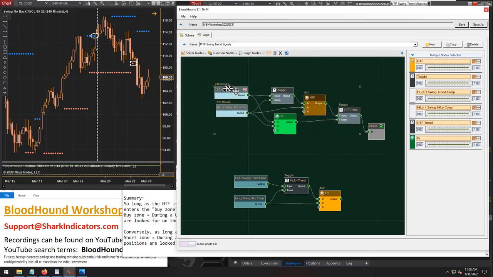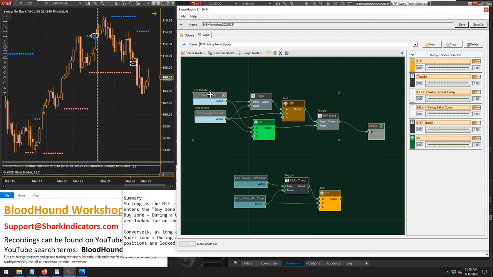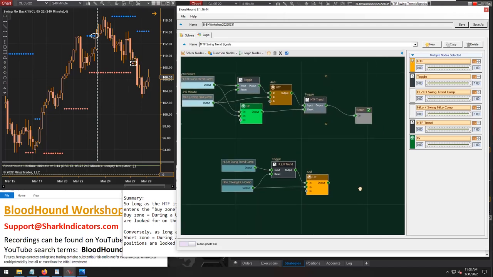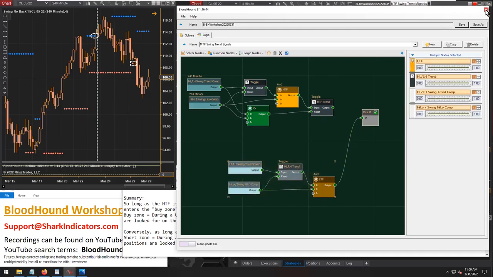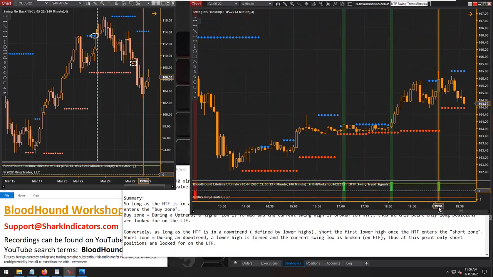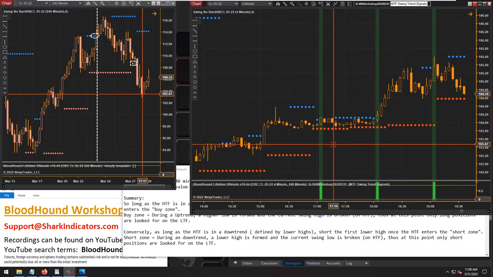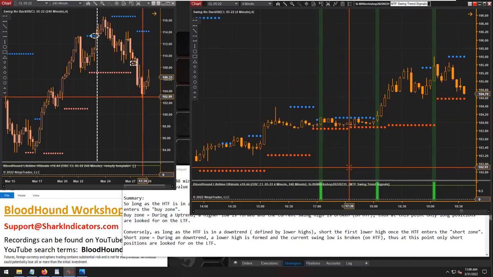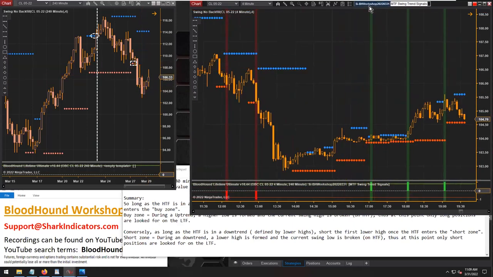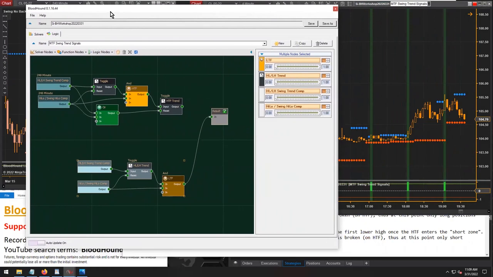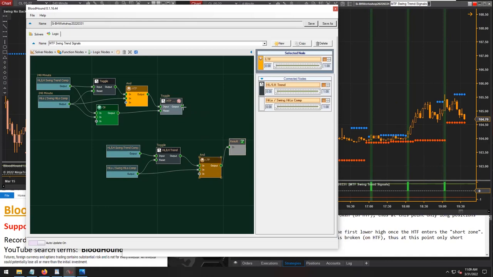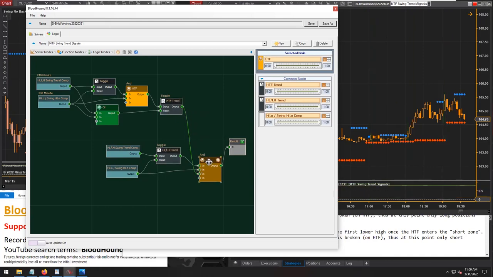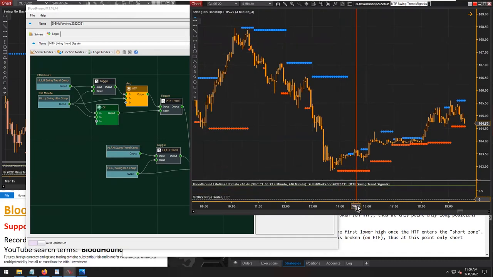All right, so we have our higher time frame trend filter. And now we just need to connect it up with the signals on the lower time frame. Get back to this. All right. So here's all these signals from the lower time frame. So the last step here is I can just take the higher time frame trend, connect it into the last AND node, and there we have it. Let's see, I did have a whole bunch of signals on here.